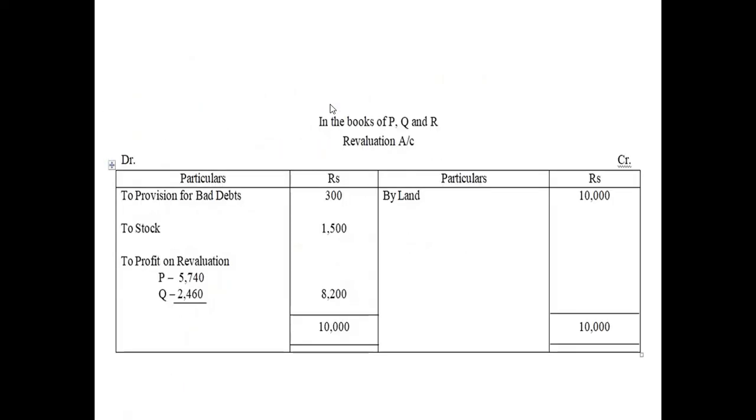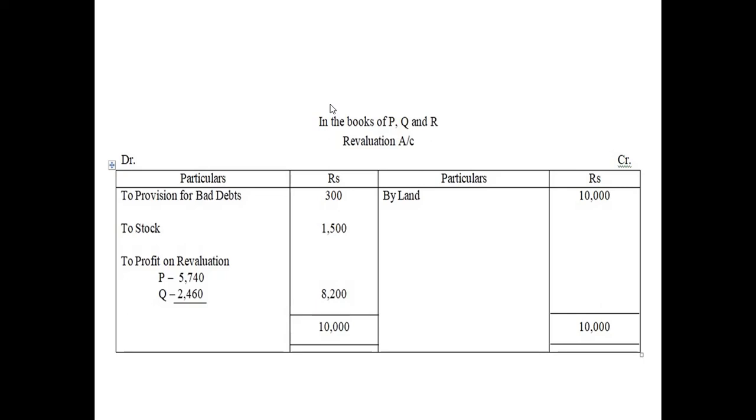I hope you know by now that the profit or loss on revaluation will be shared between P and Q as per their old ratio. Okay. Now, before we move on to the capital account, we have to look at this adjustment number 7.